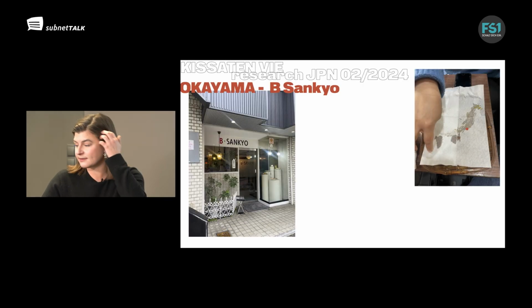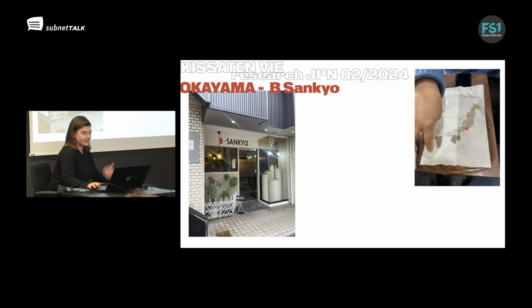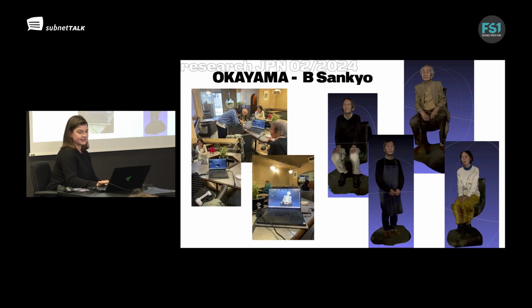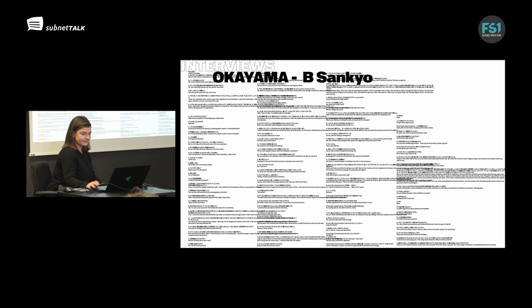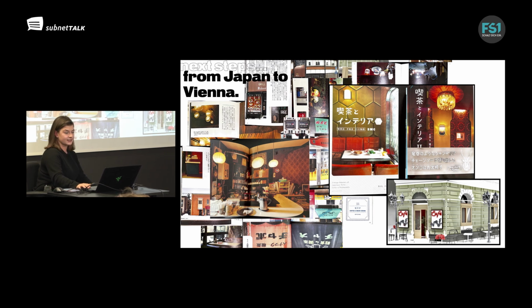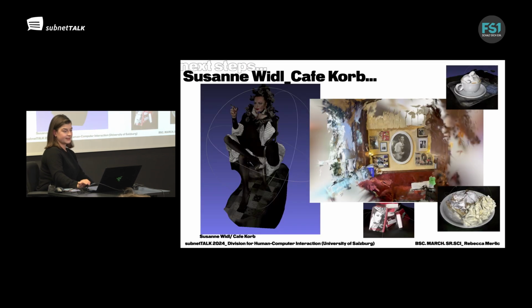And then we traveled around Japan, actually, also to Okayama, and found different styles of coffee houses. This is very clean. It was made by a famous architect in the 60s. And there I scanned the whole family and the customers, also doing interviews. And so the next steps of the project are actually from Japan to come to Vienna, and also to work with the Viennese coffee house culture.